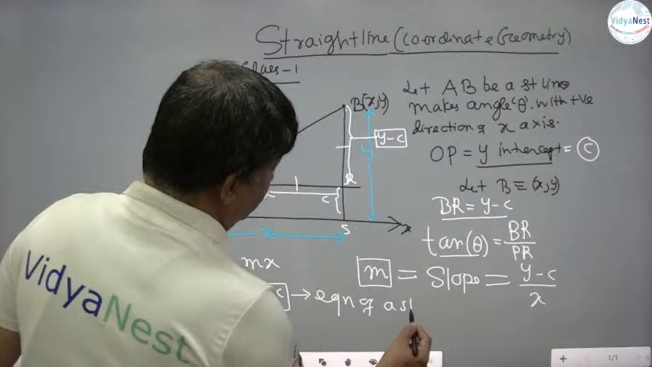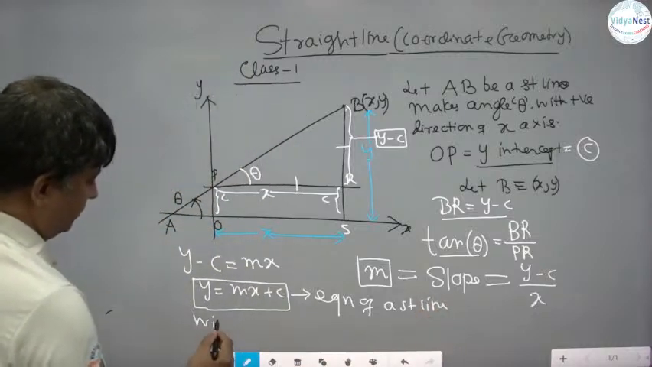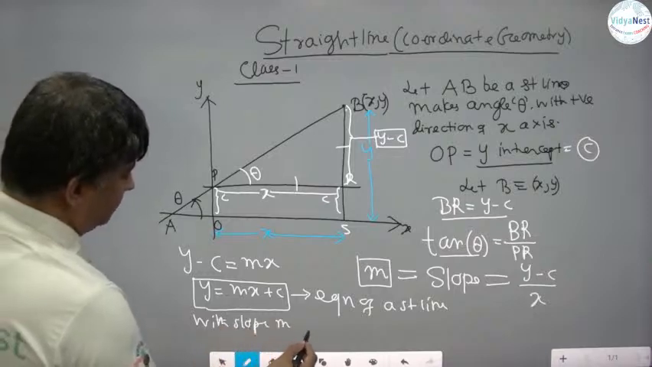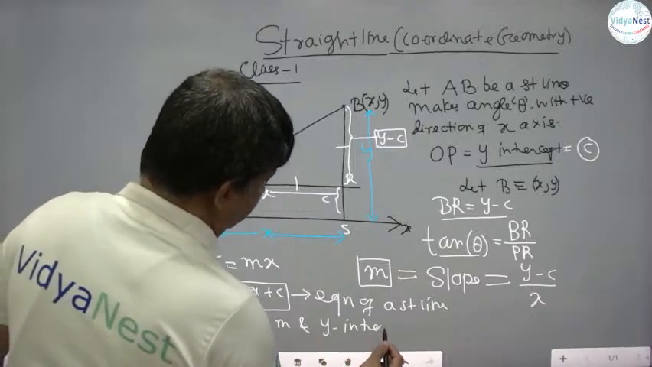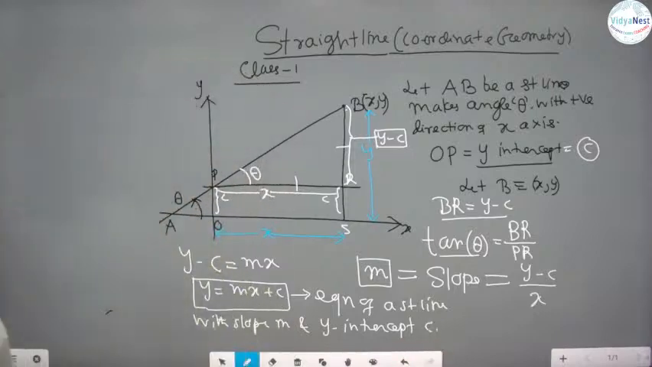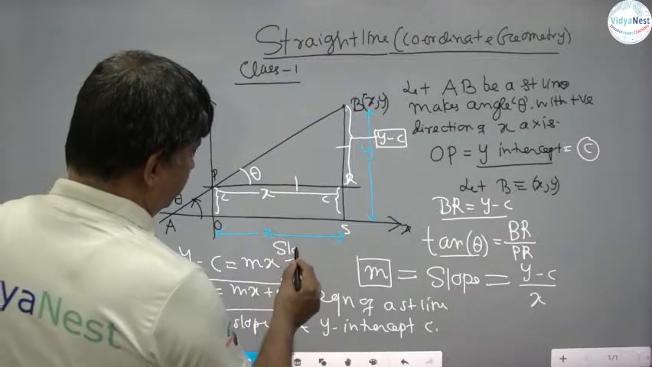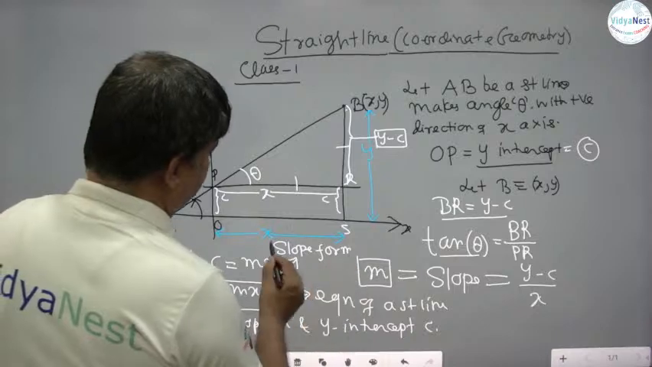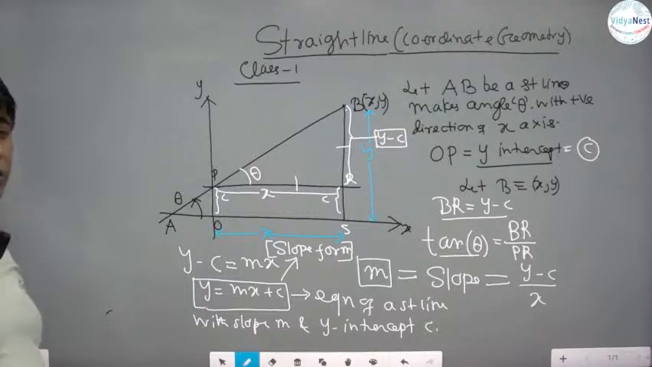This is the equation of a straight line with slope m and y-intercept c. That is called the slope form of a line.